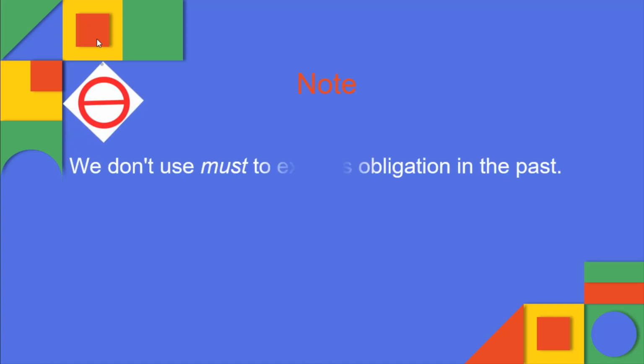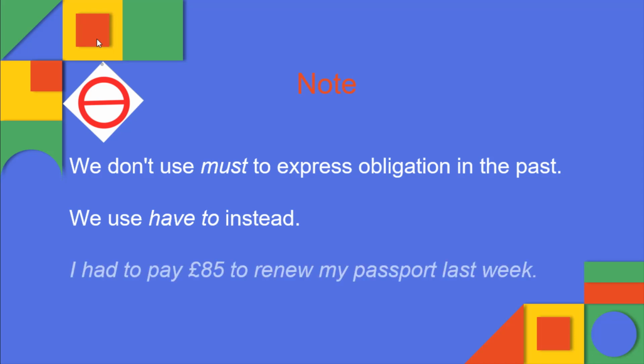Okay, note. We don't use must to express obligation in the past. Nosotros no vamos a utilizar el must para expresar obligación en el pasado. Para eso utilizamos otro tipo de cosas. We use have to instead.